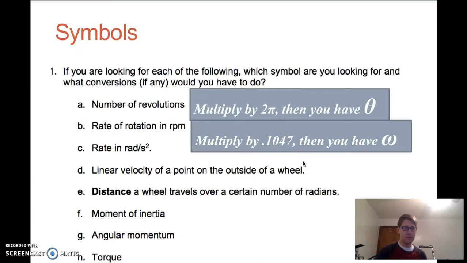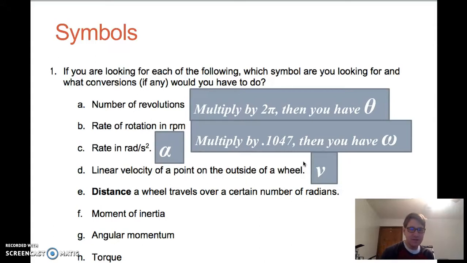Radians per second squared, there's no conversion you have to do. That's just alpha. The linear velocity of a point on the outside of the wheel. What do I mean by that? I've done the thing with the bicycle wheel, and I've got that blue piece of tape on the side of the bicycle wheel. If I wanted to know how fast that blue piece of tape is going, that would be linear velocity. And linear velocity, or translational velocity, is just plain v.